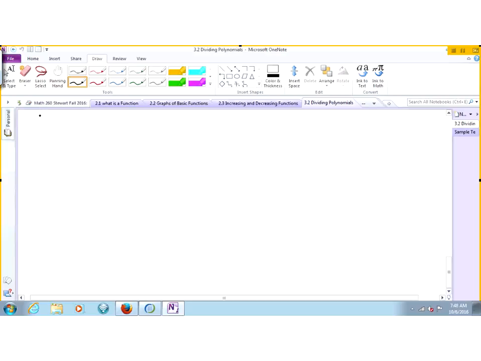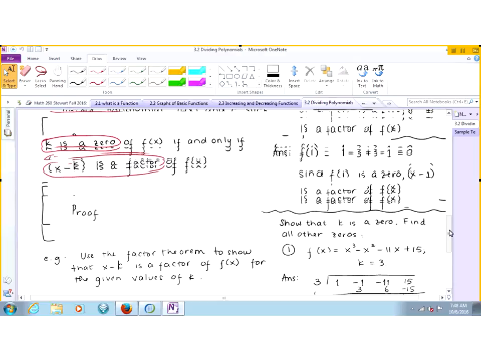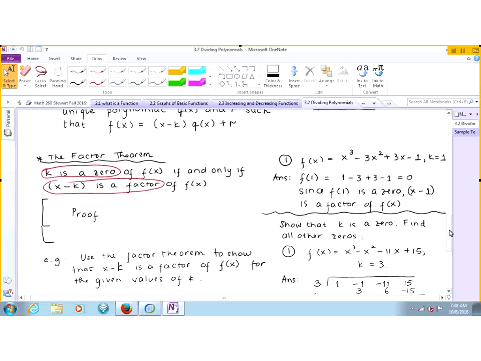You said yesterday you were going to go back to the factor theorem. We did the remainder theorem and then you skipped it. Okay. So k is a zero of f of x if and only if x minus k is a factor of f of x. The proof is really simple, it's actually only 2 lines. So let me erase this.